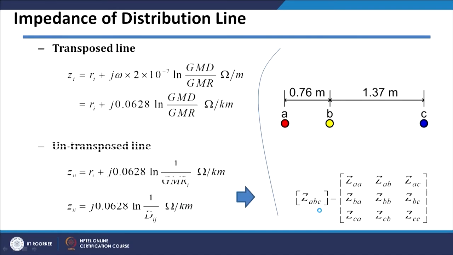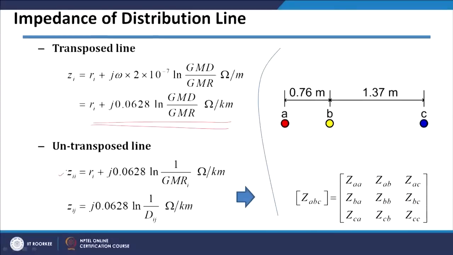So, in summary, we have seen that in case of a transposed line, we have only one impedance value, which is given by this equation here. In case of an untransposed line, as I told you, we will have an n by n matrix if there are n number of conductors in the system, and the entries of this n by n matrix will be given by this formula, where Zii will give you the self impedances of those conductors, and Zij will give you the mutual impedances between the conductors.